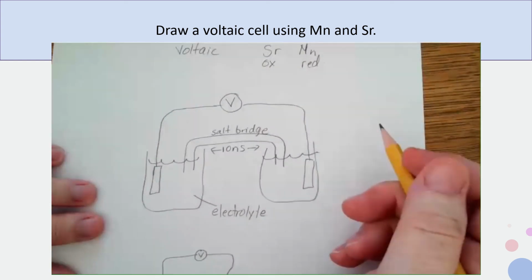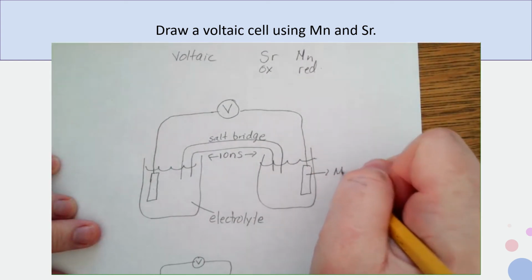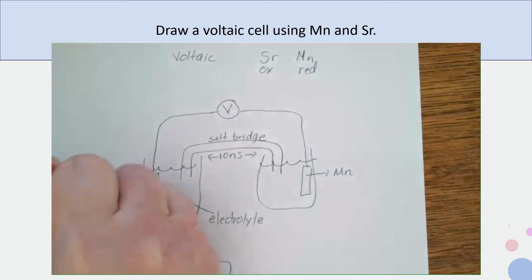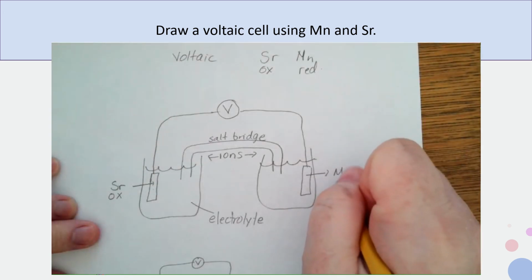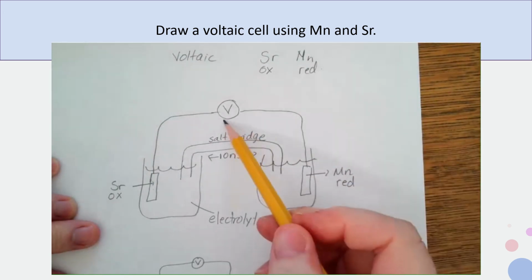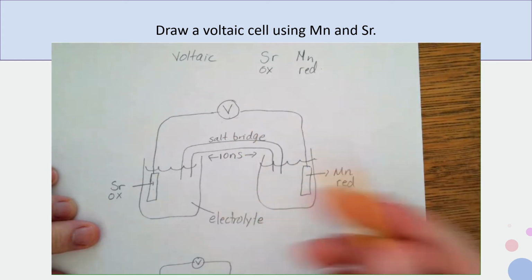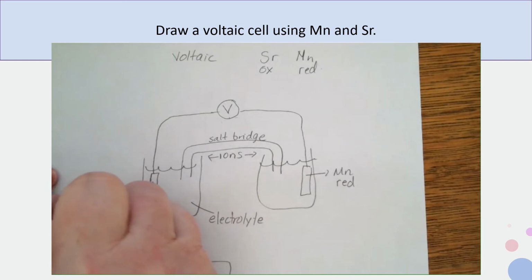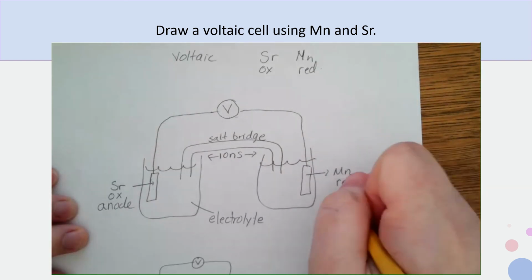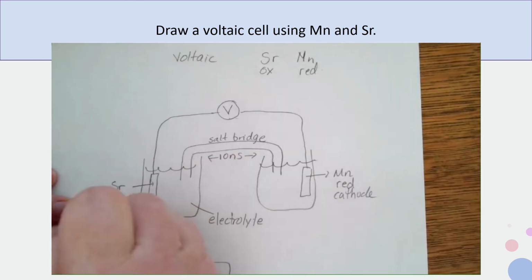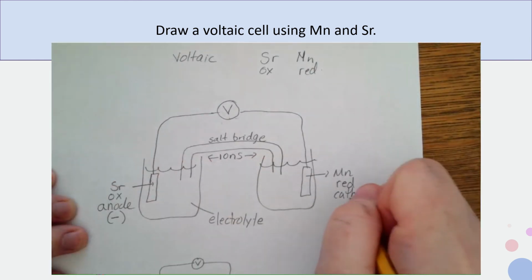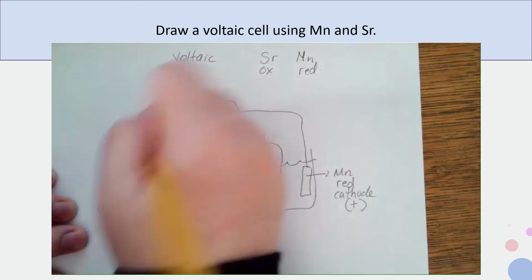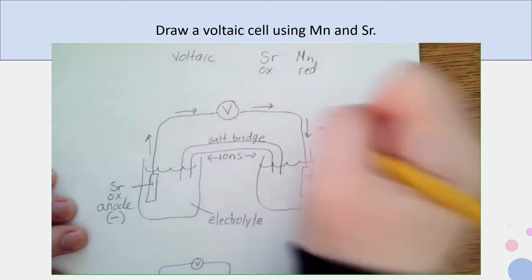All right, so we have two pieces. We have Mn and we have Sr. We already determined since Sr was higher, it was oxidized. Mn, since it was lower, it was reduced, because this is just a voltmeter, right? So things behave like they should. So this is anode because it's oxidation, an ox. Red cat. Anode is negative, like an anion. Cathode is positive, like a cation. The electrons flow through the wire from anode to cathode.